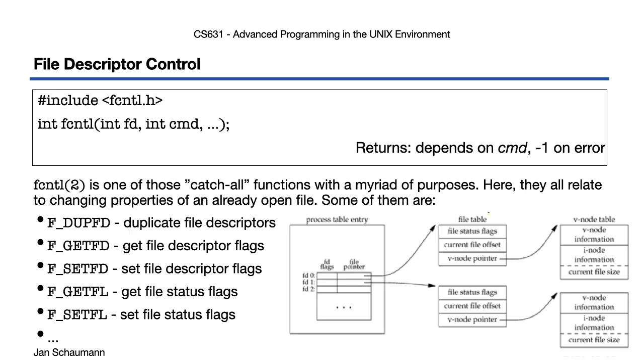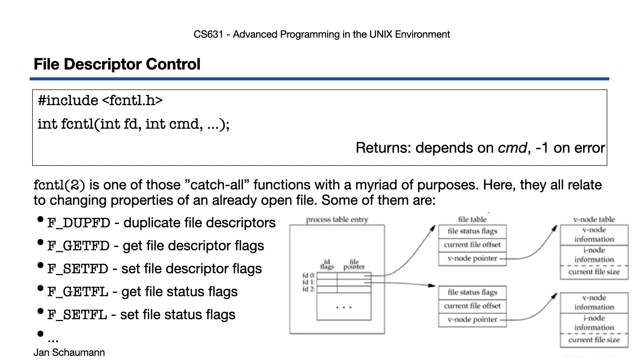With the visual representation of the kernel objects, we've seen that the file descriptor flags are found in the process table entry, and file status flags are available in the file table. These are usually set when open is called. But what if we want to inspect or change them when we didn't call open ourselves? That is, when all we have is a file descriptor.